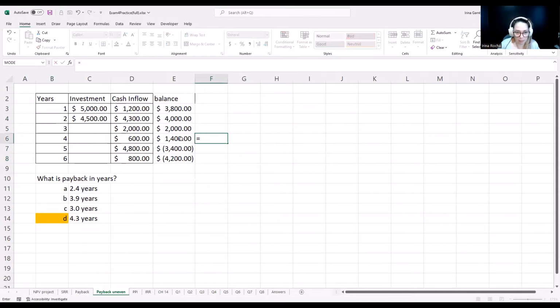You can take this number, how much of this number is a percentage of this one? 29. So it's 4 and 29. And that's the right answer.